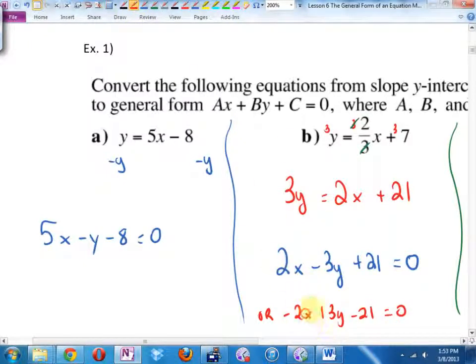Negative 2x plus 3y. You may find that your answer doesn't match the back of the book. It's completely opposite, then you're still right. This one here could be negative 5x plus y plus 8 equals 0. Which one's right? They both are. Although usually if everything is negative, because I hate negatives, then I'll choose to rewrite it with everything positive. But if there's some and some, whatever.